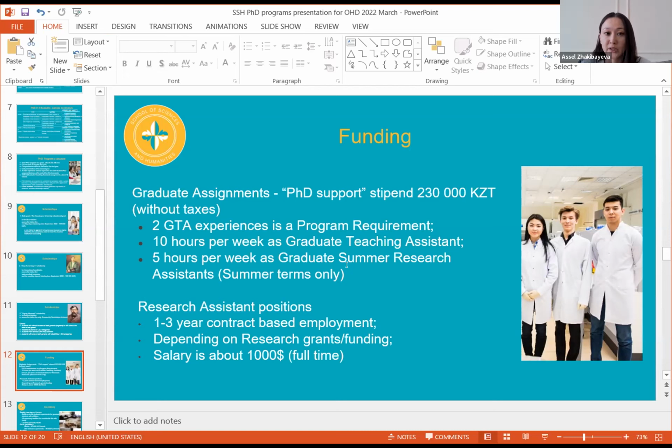There will be another opportunity, graduate summer research assistant. The workload is less than for GTAs, and it is for summer terms only. So the students will have a chance to work with their professors, assisting with research. And there is a difference with the position, because the position is contract-based employment. It strictly depends on your professor's funding or research grant availability for your chosen topic. And the salary is quite good now.